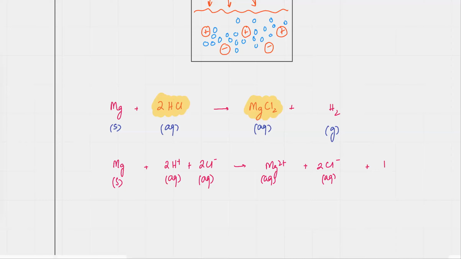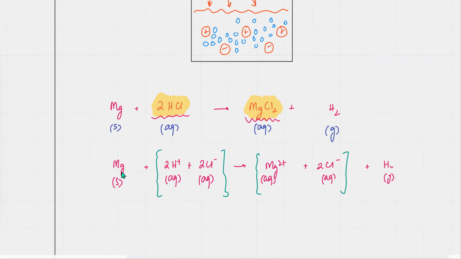Plus you're going to have H2 gas. Now that's a gas. That's not going to dissociate. So it's only HCl which is dissociating, the ones that mix in water, and MgCl2 that is dissociating. So your equation is the one that you see over here. So in the solution the H+1 and Cl ions are now separate. In the solution the Mg2+ and the 2Cl-1 ions are actually going to be separate. Now you're going to look for spectator ions, the ions or substances that are not doing anything.